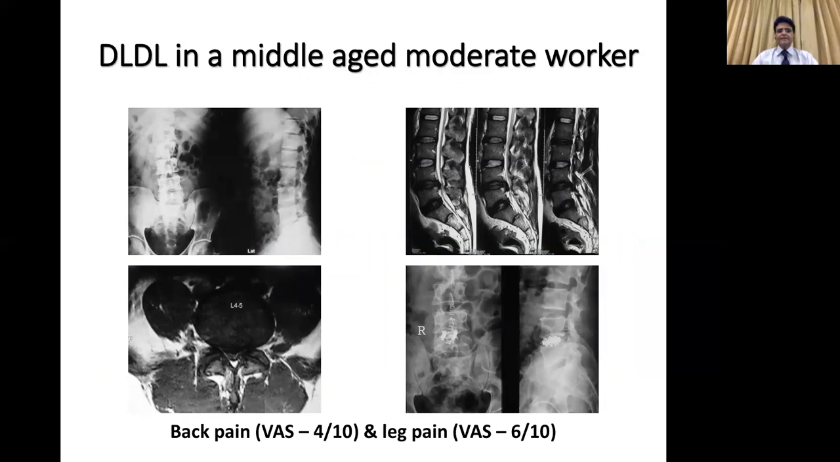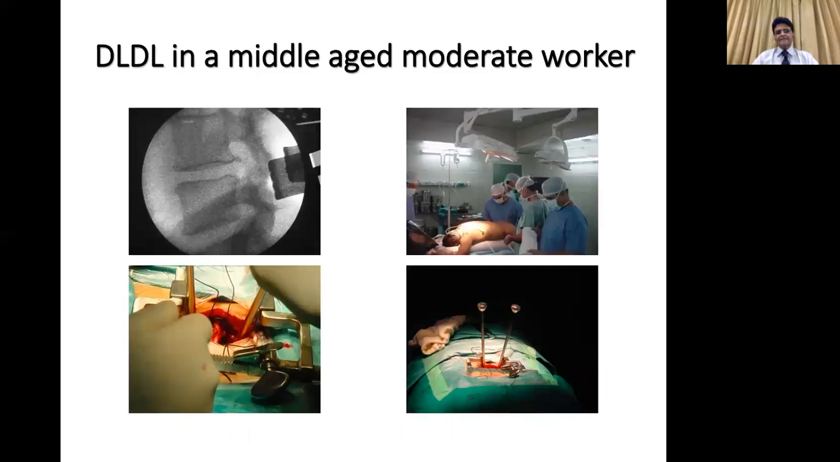Let's look at the next level, a middle-aged patient who has a combination of back pain with a VAS of 4 on 10 and leg pain 6 on 10. So you need to treat both the back and the leg pain. Well, in these patients, about 15 years back, I used to do decompressions with stand-alone fusion devices, which were expandable devices.